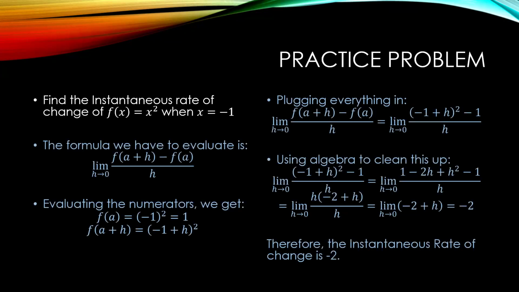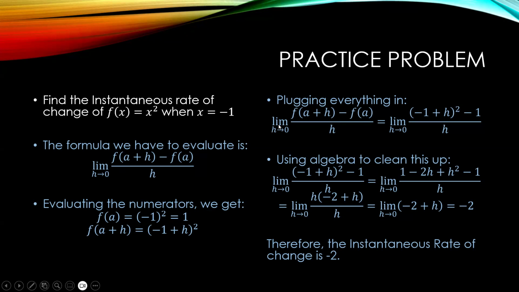Well, we got a lot of algebra to do. And so the formula we have to evaluate is f of a plus h minus f of a over h, with the limit as h goes to 0. Evaluating the numerators, we get f of a is -1. F of a plus h would be -1 plus h squared. We can do a little bit of algebra to clean that up, but we might as well wait.